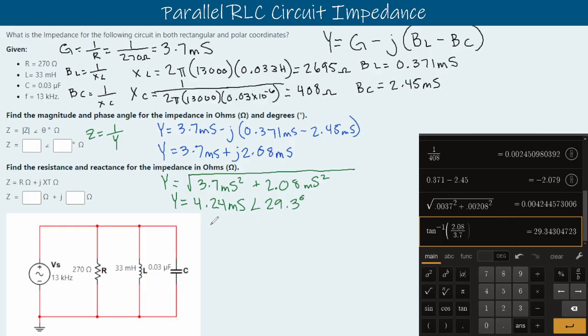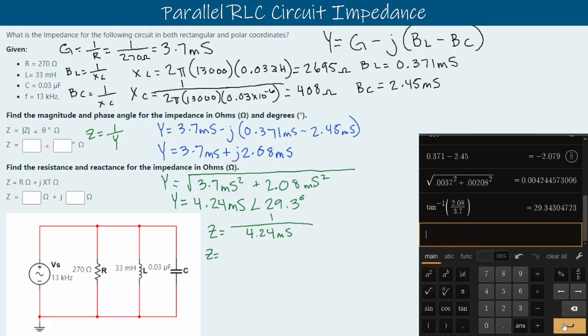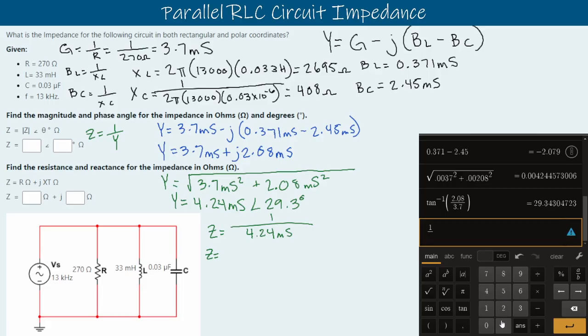So we'll say that we have our Z variable is equal to 1 over Y. So 1 over our magnitude, our polar angle is not going to change. So we just need to put that 4.24 millisiemens on bottom here, and then we'll get our Z variable out. Z equals, in polar form, 1 over 0.00424. That's 235.8. Watch out for your notation for these ones, really going to get you. 236 at an angle of 29.3 degrees.